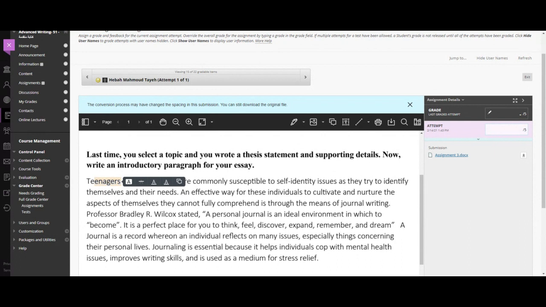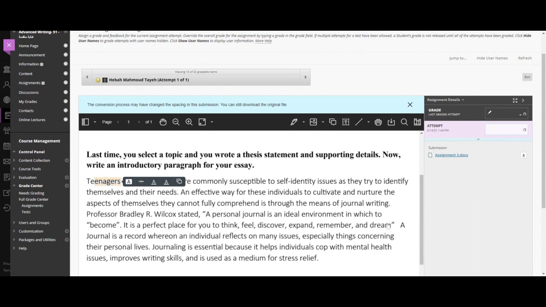Yeah, yeah. They are susceptible to self-identity issues as they try to identify themselves and their needs. An effective way for these individuals to cultivate and nurture the aspects of themselves they cannot fully comprehend is through the means of journal writing. Good. Now, Professor Bradley Wilcox stated, a personal journal is an ideal environment in which to become. It is a perfect place for you to think, feel, discover, expand, remember, and dream.